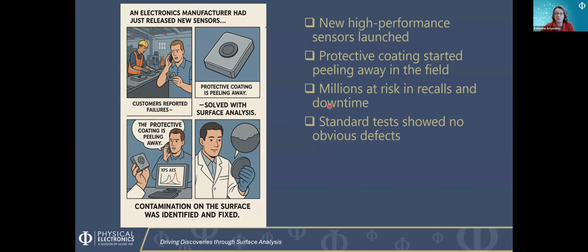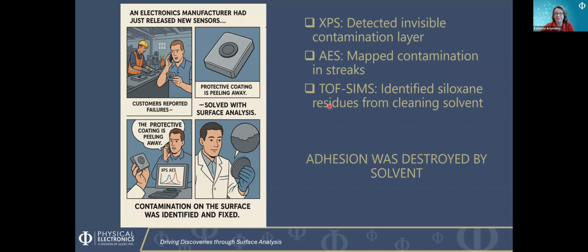Of course, the general process is to check all of the components and all of the stages of the process, and nothing seemed to show any obvious defects. So they turned to surface analysis. XPS detected an invisible contamination layer. Auger showed that it was not just present homogeneously, but in streaks. And TOF-SIMS pinpointed what it was: a siloxane residue from a cleaning solvent. So adhesion was destroyed by the solvent.